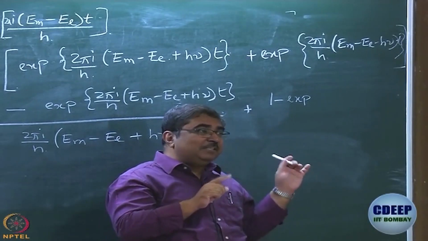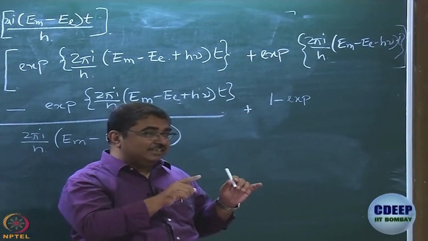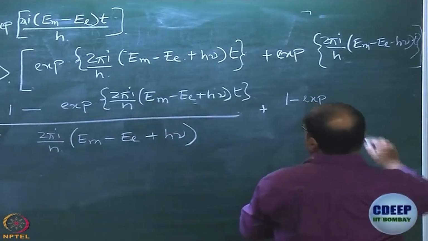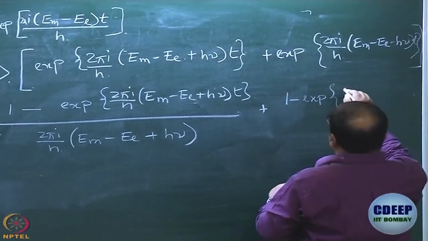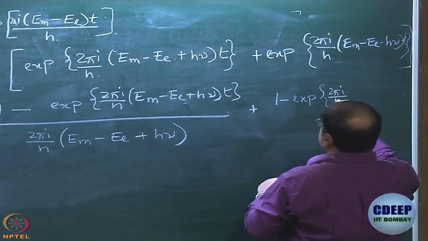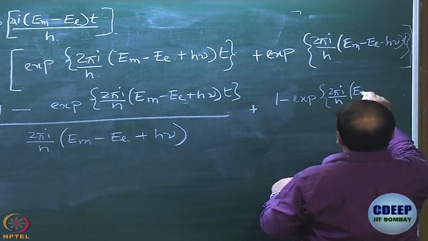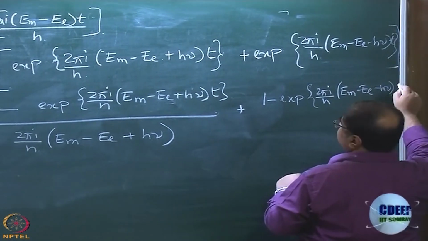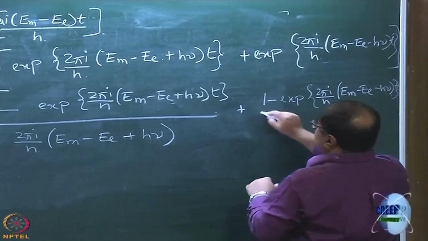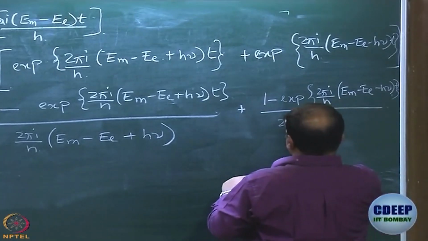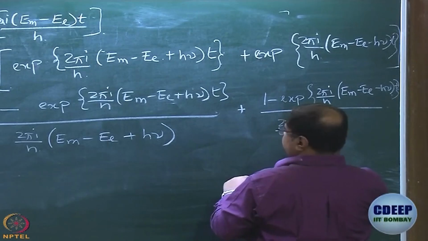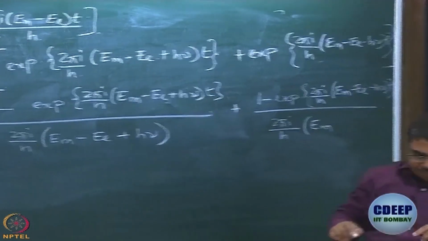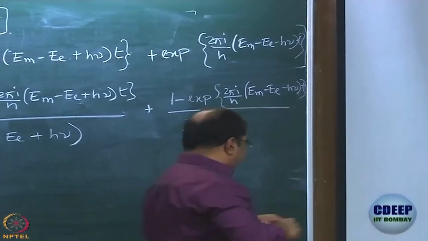Of course, physically what it means is that dCm/dt can never be negative, isn't it? dCm/dt has to be positive. So, that is the only place where I have a little bit of a doubt. Anyway, we will just continue from here. 2 pi i by h (Em minus El minus h nu) t divided by 2 pi i by h (Em minus El minus h nu). I do not have the 2 pi i by h.